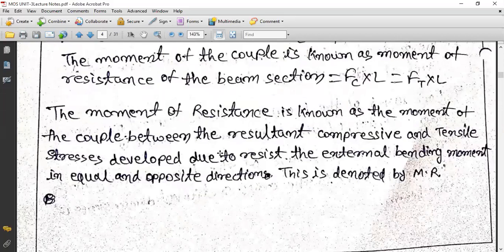This definition of the moment of resistance is also asked in the JNTU exam. The moment of resistance is known as the moment of a couple between the resultant compressive and tensile stresses developed to resist the external bending moment in equal and opposite direction. This is denoted by MR, that is moment of resistance.